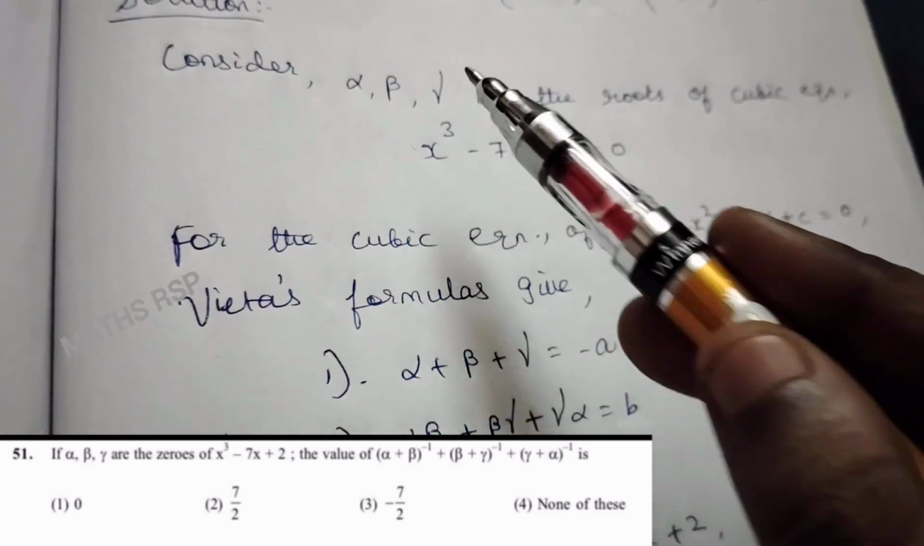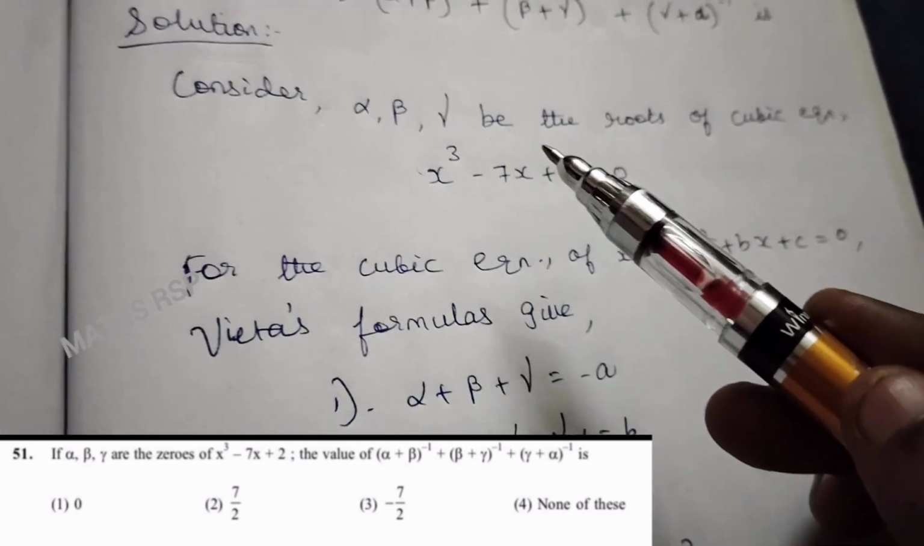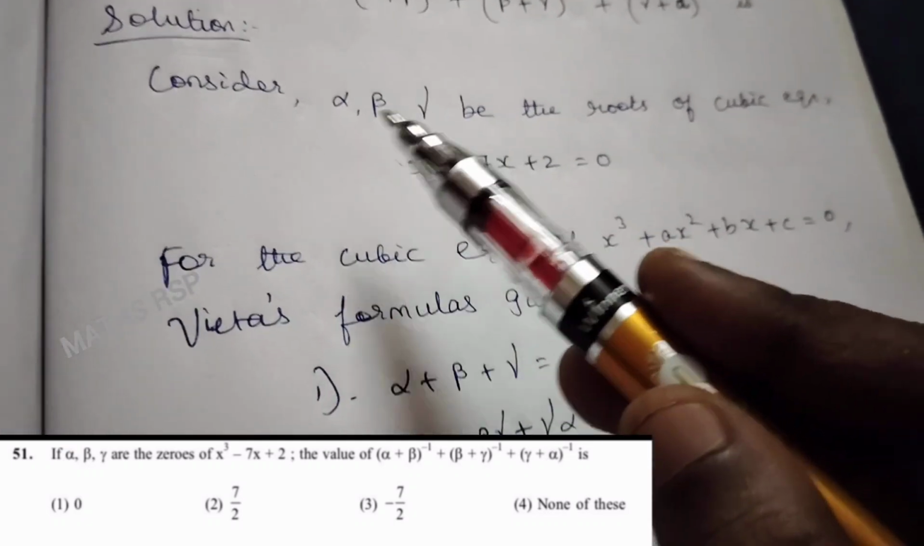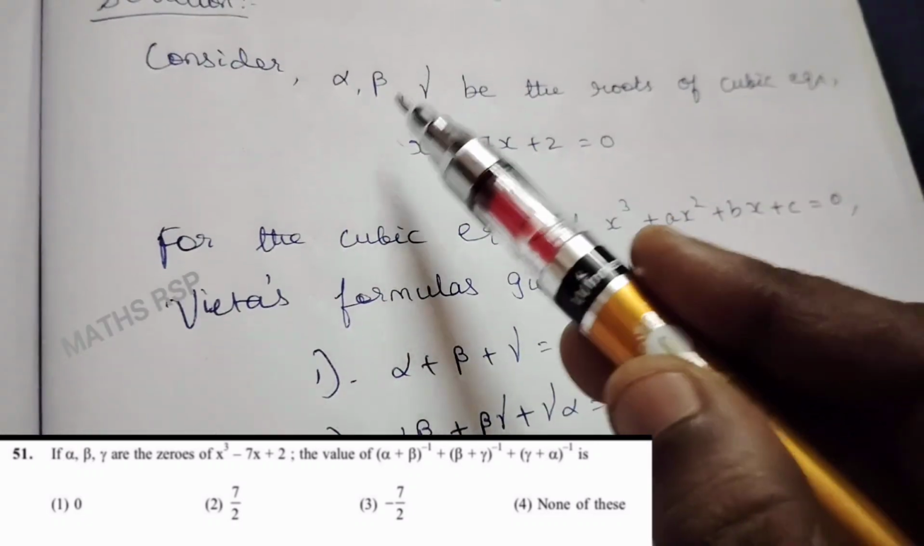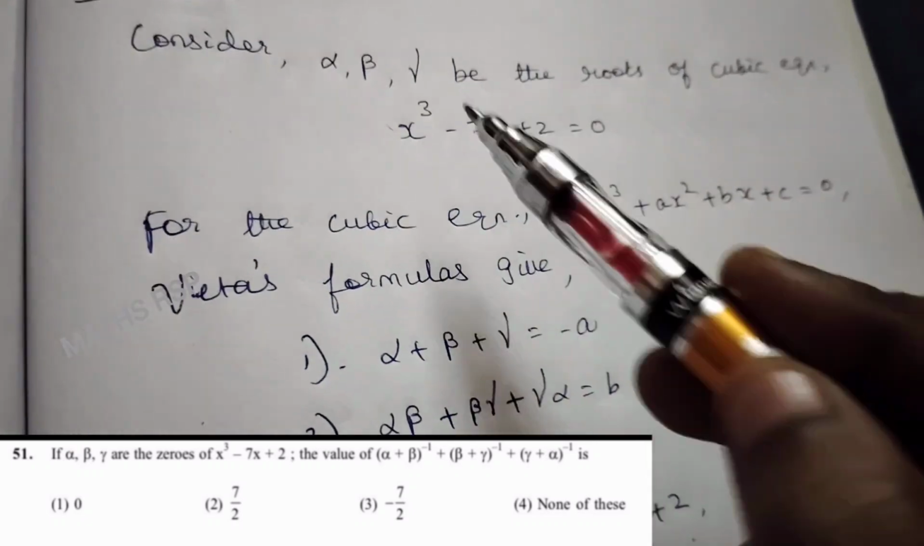Alpha, beta, gamma can be any value, but we don't know that value, right? So we need to consider alpha, beta, gamma to be the roots of this equation.